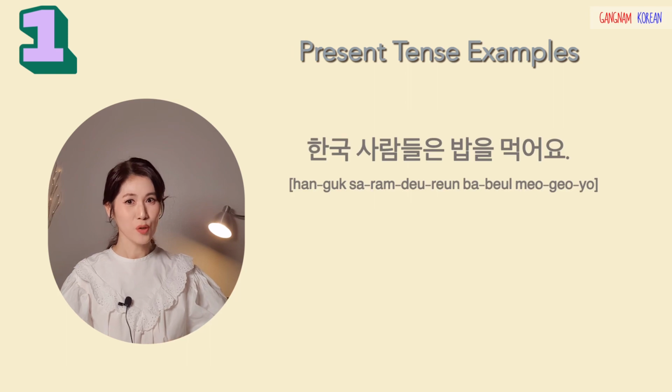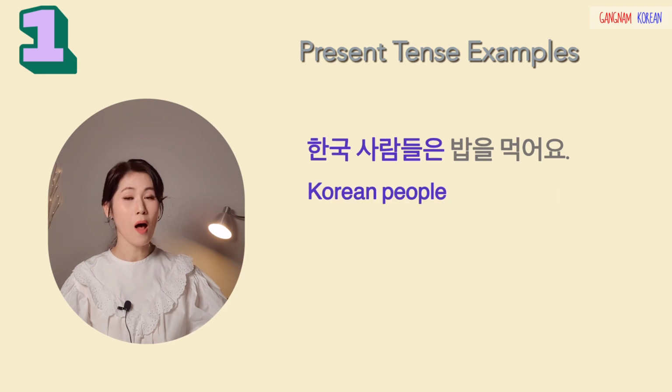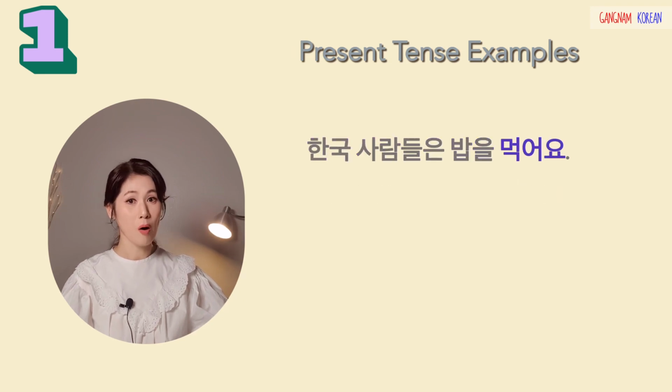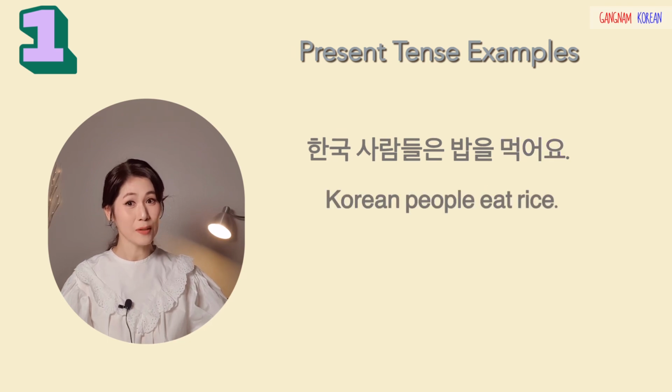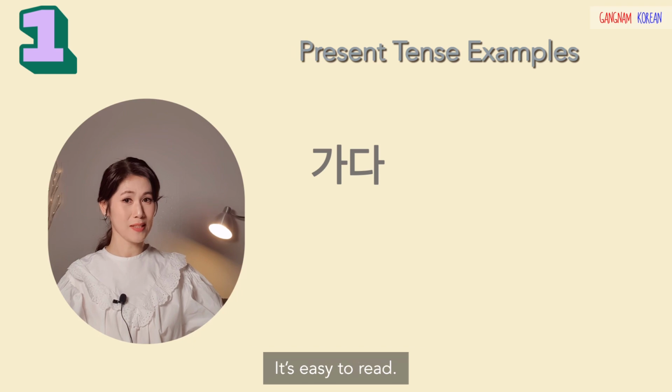Here's a sentence. 한국 사람들은 밥을 먹어요. 한국 사람들은, Korean people, 밥을, rice, 먹어요. Eat. 한국 사람들은 밥을 먹어요. Korean people eat rice. How about this verb?